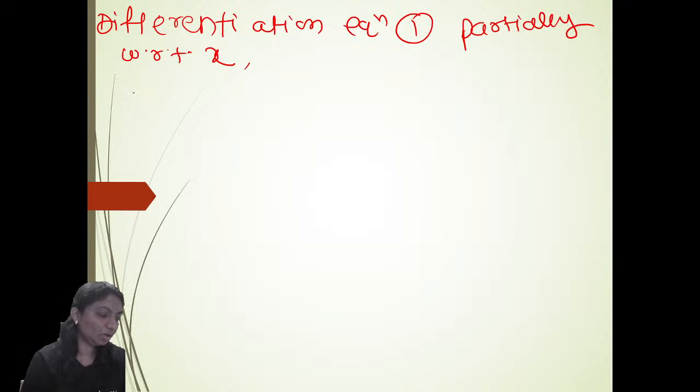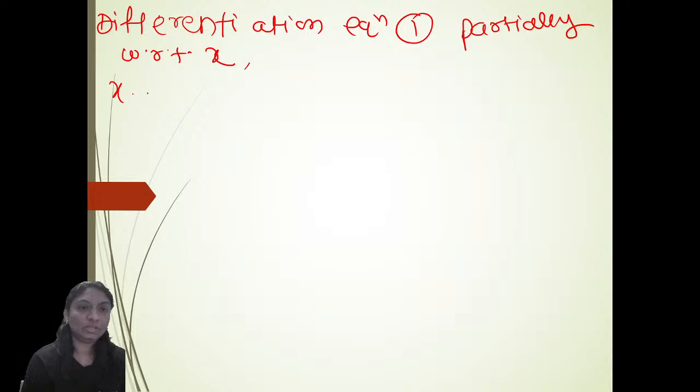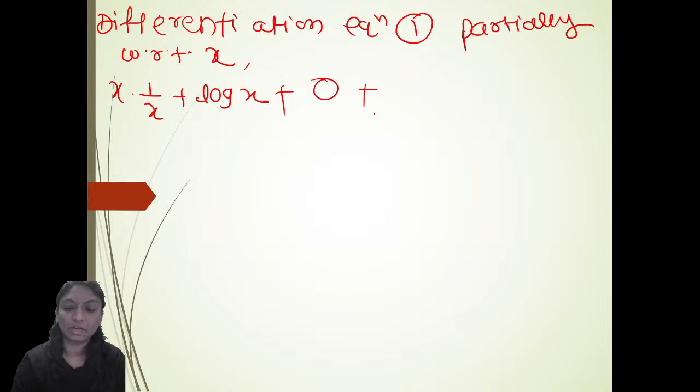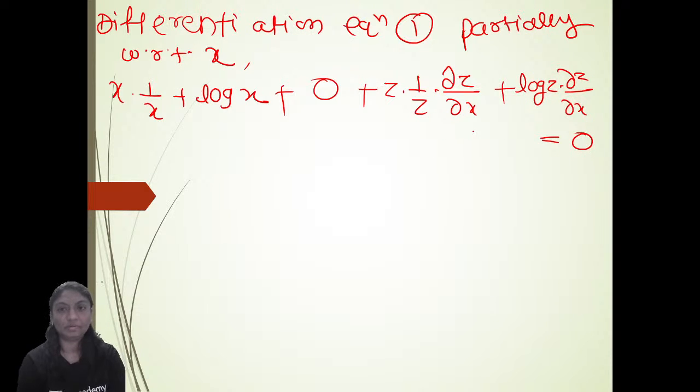xz is equal to here x into, so x into log x, u into v rule, first into derivative of second plus second into derivative of first, plus differentiating with respect to x, so log y, the derivative of log x will be 0. But z log z, so z is a function of x and y, so first into derivative of second, that is 1 by z into ∂z by ∂x, right, plus second into derivative of first, so log z into ∂z by ∂x is equal to 0. Log c is constant so derivative will be 0, right?